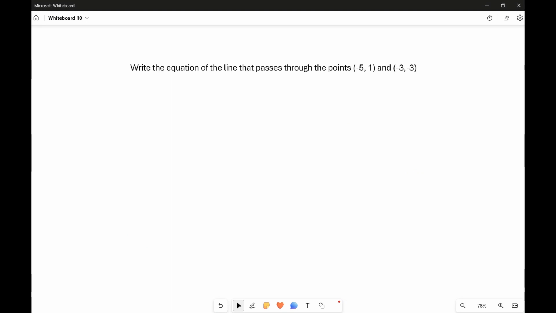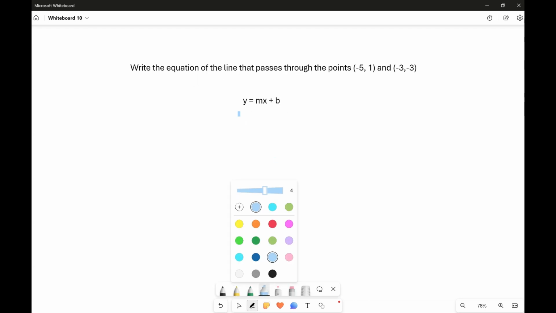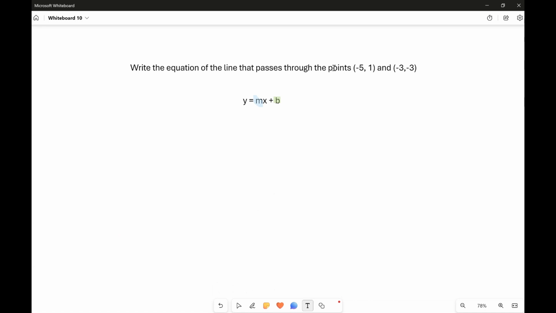Okay, guys, we're going to do one more example where we're going to try to write the equation of a line that passes through 2 points, and we're going to write it in slope-intercept form. Remember that slope-intercept form is y equals mx plus b. So we're going to find the slope, which is the m, and then we're going to find the y-intercept, which is the b. So we're going to start with finding the slope. And the way we're going to do that is using these 2 points.